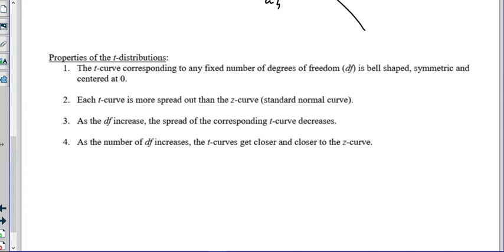This is just talking about the properties of the t-distribution. The only difference, even though it is normal, is it's a little bit heavier in the tails. So there's a little bit more data on the tails on each side. It's still going to have the normal shape, but it's going to be a little bit heavier in the tails. So let's get into working some problems.